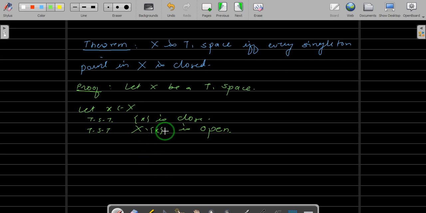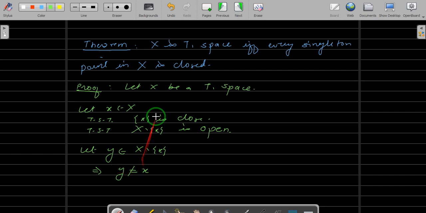And to show that some set is open, what you do is you take a point in that set. You find a neighborhood of that point which is in the given set. That means the given set is open by the definition of an open set. So for that, let us take a point. Say let y belong to X difference singleton x. You have to find a neighborhood of y which will be contained inside this. Okay. Now y belongs to X difference singleton x. That means y cannot be equal to x, because from X you have already removed x. That means y is not equal to x.